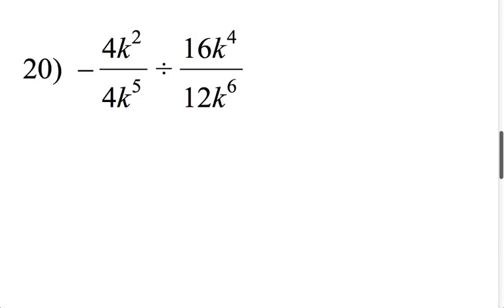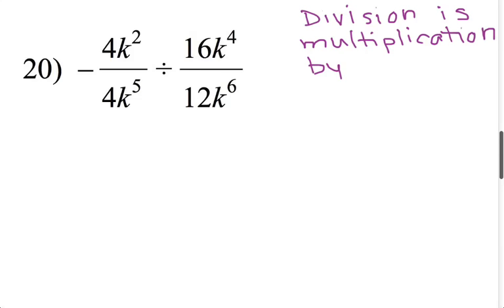Okay, now when we get to division, it's a little different. We can't just cancel. We have to first rewrite it as multiplication. So we take the reciprocal of the second fraction, which means that we flip it over in non-technical terms.